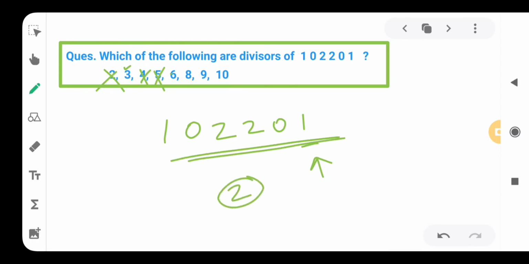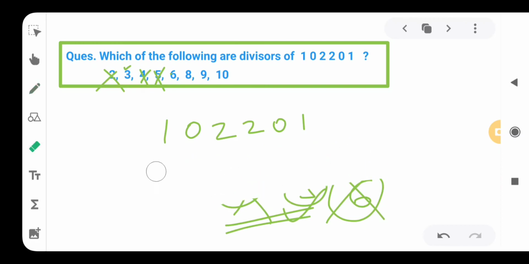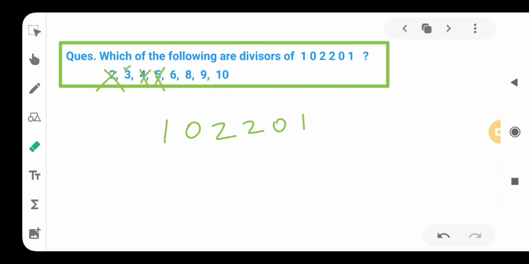Let's check 6. According to the property of 6, this number must be divisible by 2 and 3 both. Here we can see that this number is divisible by 3 only, not by 2. So the entire number will not satisfy the condition, so this number cannot be divisible by 6. यानी कि ये number किससे divisible नहीं होगा? ये number 6 से भी divisible नहीं होगा, क्योंकि ये 2 और 3 दोनों से divisible नहीं है.